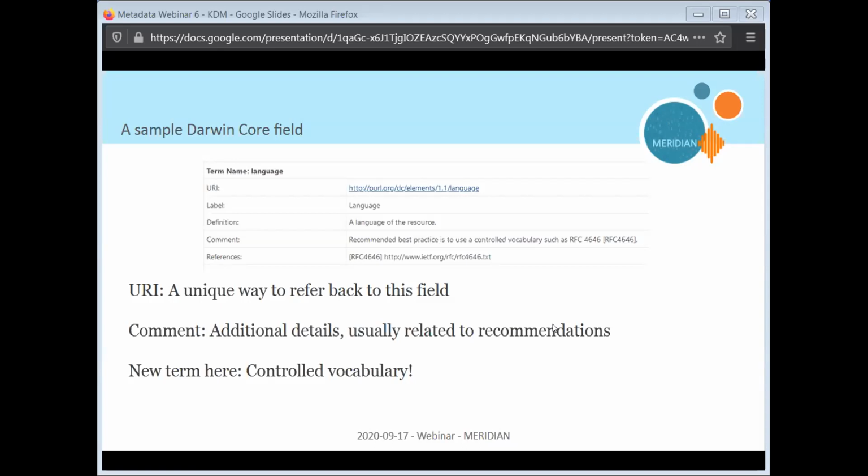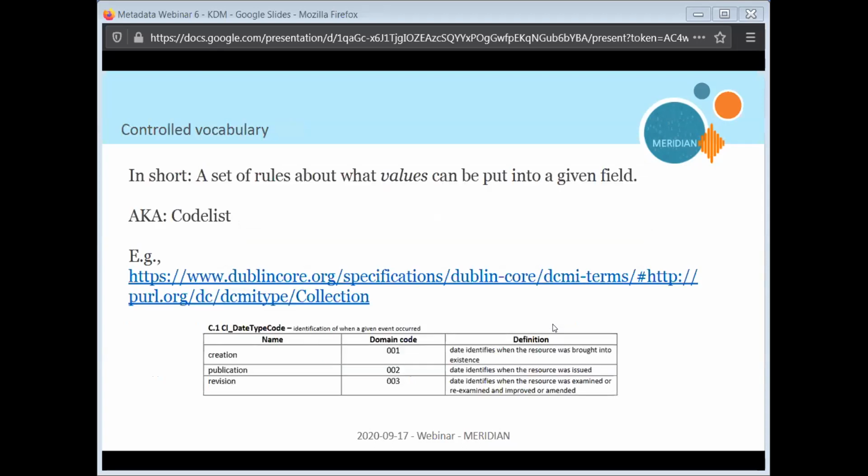So probably you haven't heard the term controlled vocabulary before. So I'm going to walk through a little bit of what that looks like on the next slide. Essentially, a controlled vocabulary is rules that define what goes in a field. So even more rules on top of the schema that we talked about, the schema and the profiles. Sometimes you'll hear it referred to as a code list.